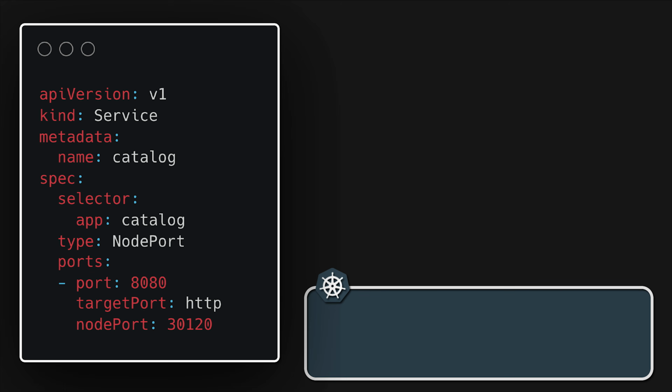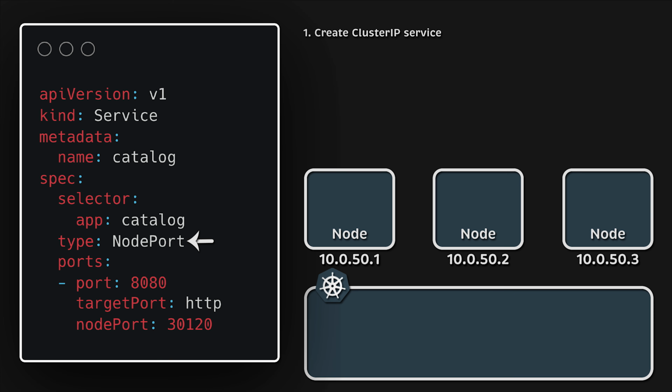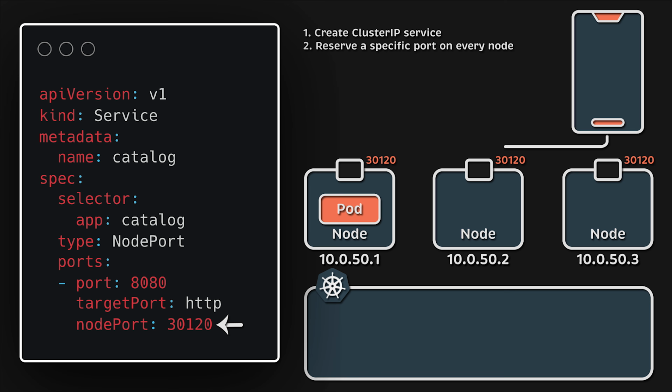The simplest way to expose your service outside your Kubernetes cluster is to use NodePort. When we create a service of type NodePort for the catalog microservice, Kubernetes will still create a cluster IP so internal traffic still works, as well as reserve a specific port on every single node in your cluster, in our case, 30,120. Any traffic that hits any node's IP address on that specific port will be forwarded to your service, which then sends it to your pods.